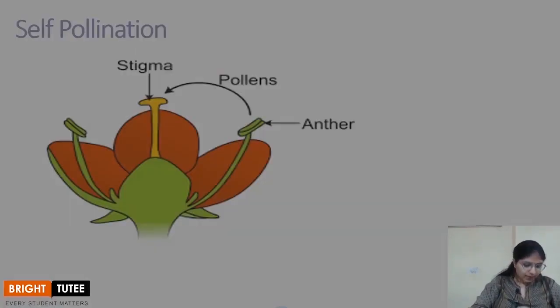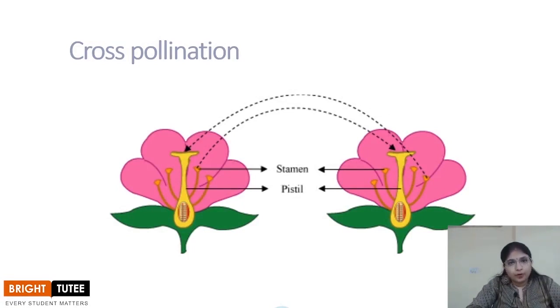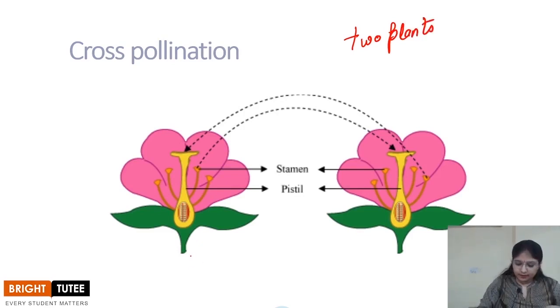Then there is another type of pollination called cross-pollination. In cross-pollination, involvement of two plants is seen, right? So let's say this is plant A and this is plant B. What happens in cross-pollination is when the pollen grain from the stamen of one flower gets transferred to the pistil of the other flower, that is on a different plant altogether, it is called cross-pollination. So we can see that cross-pollination occurs between two separate plants of the same species.